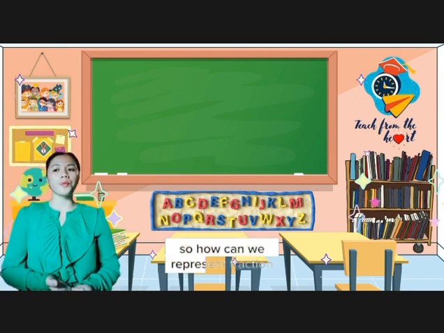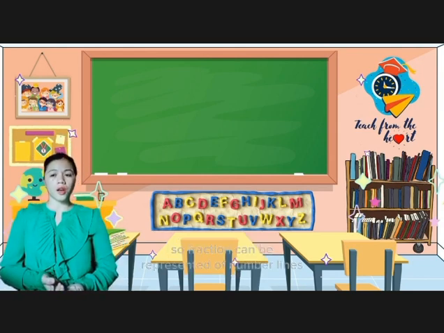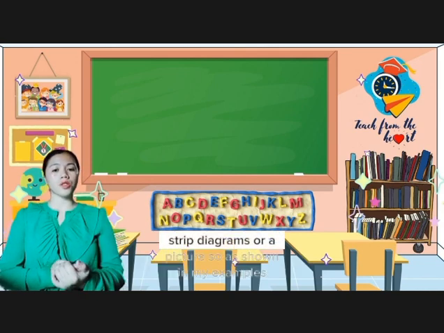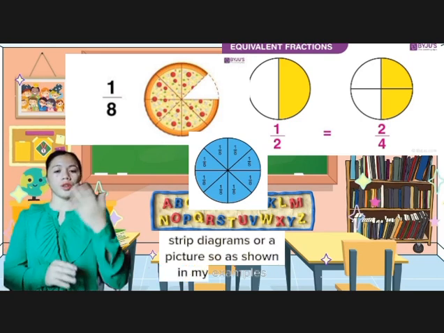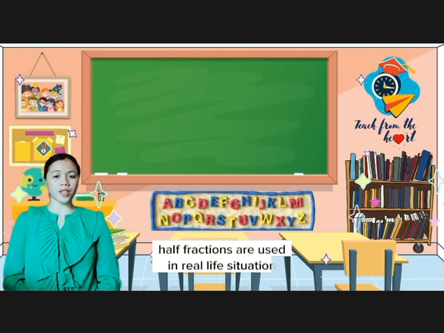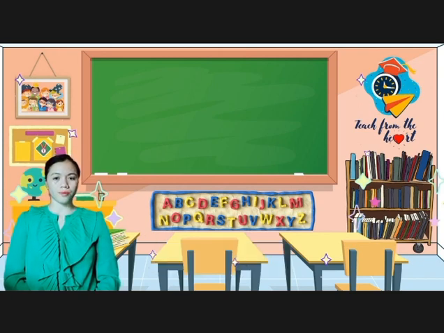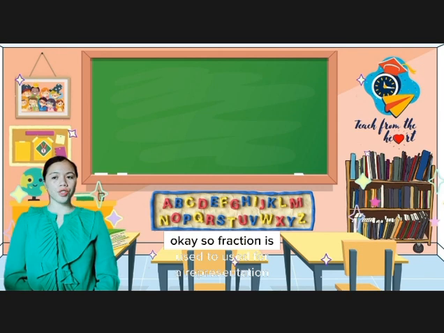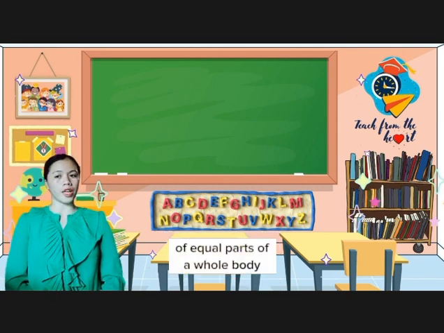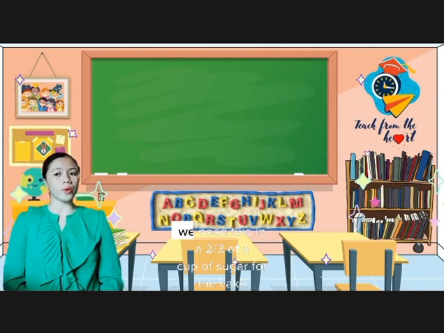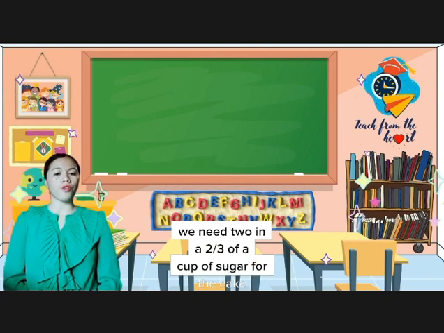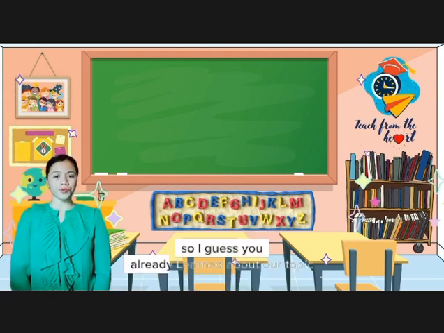How can we represent a fraction? A fraction can be represented on number lines, strip diagrams, or a picture, as shown in my examples. How are fractions used in real life situations? A fraction is used for a representation of equal parts of a whole. For example, when we are baking, we need 2/3 of a cup of sugar for the cake. I guess you already learned about our topic.